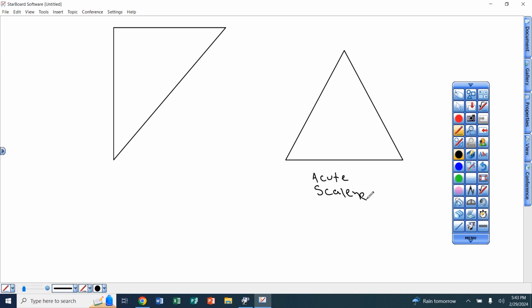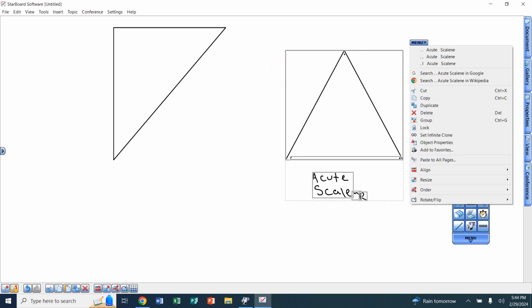Acute is when it has angles that are less than 90. Good. And then scalene is because it doesn't have any two lines, or three, with marks to show it's equal. Yeah. Awesome. So if I was to take this triangle right here and shrink this down a little bit.